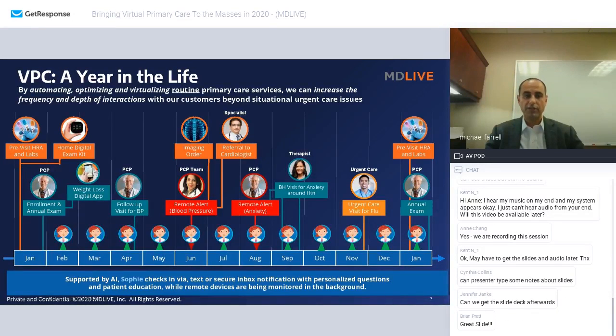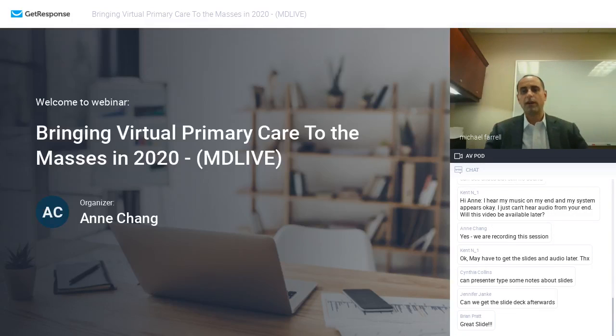That middle row there that you see, from the annual well visit to the anxiety visit to the flu visit, that's really all your interactions with your care team that are done virtually. And then that top level right there is really the items that you still have to go to a brick and mortar setting to see.